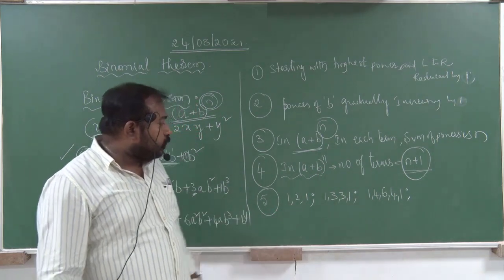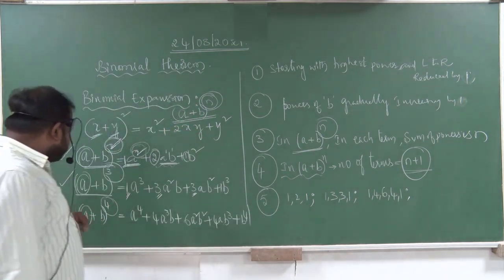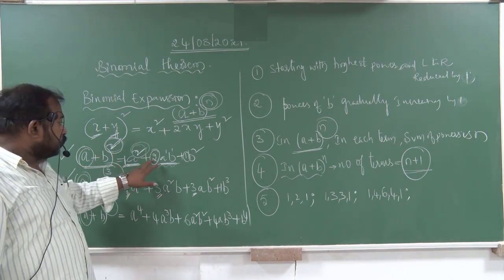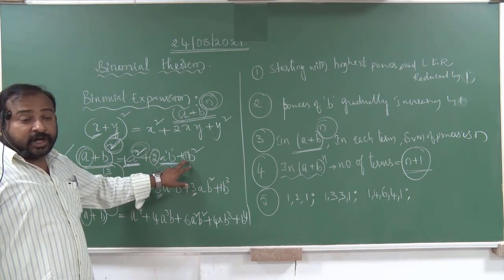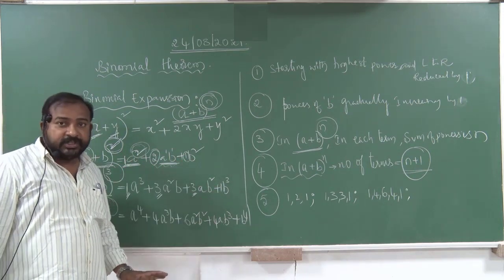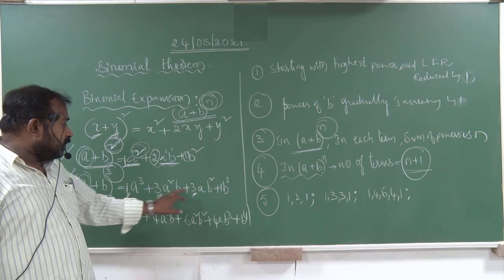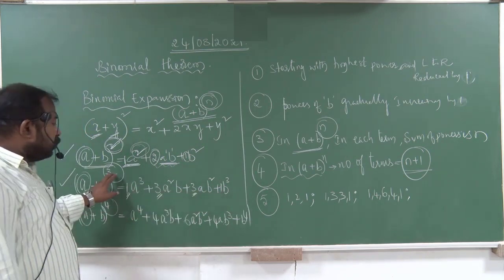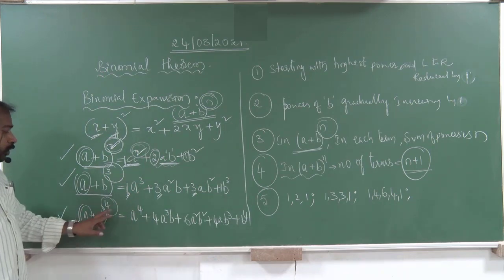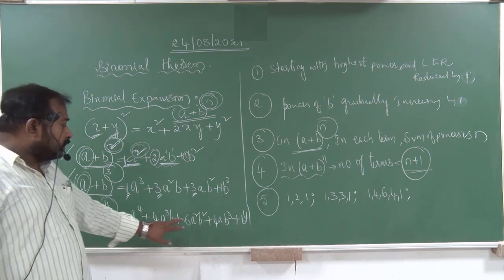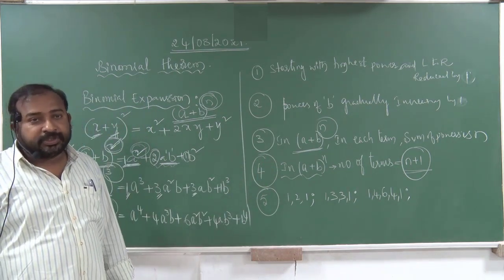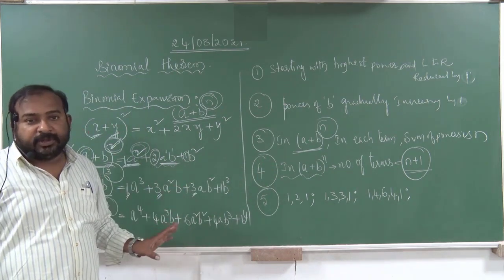And here, one more important point, in a plus b whole square, 1, 2, 1, these are called coefficients. Of course, they are named binomial coefficients. Next here, 1, 3, 3, 1, in a plus b whole cube, they are the binomial coefficients. Similarly, in a plus b whole power 4, 1, 4, 6, 4, 1, they are named the binomial coefficients. So these are the observations.